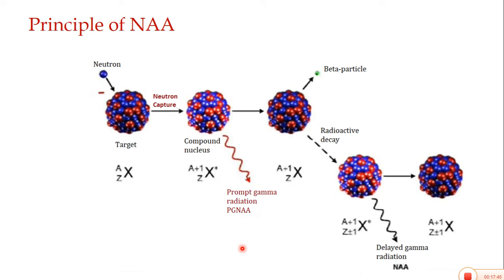What is meant by induced radioactivity? When you bombard a target material with neutrons, that element and its nucleus become activated and destabilized, and in order to get stability it emits radiation. That radiation has a lot of information about the different kinds of elements. So this process is associated with a number of characteristics.